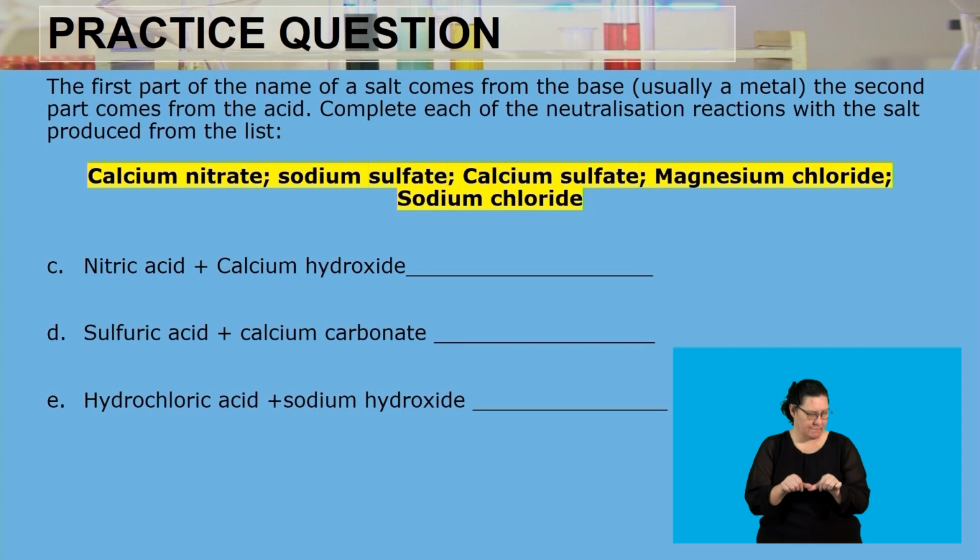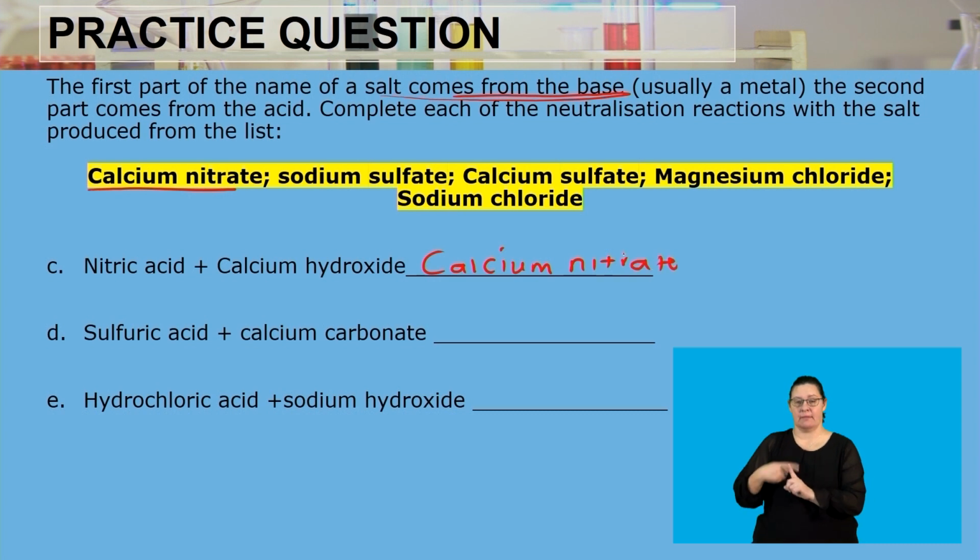Then question C, again in keeping with the very same instruction given to us, that the first part of the name comes from the base, and then the last part comes from an acid. So we have nitric acid plus calcium hydroxide. So calcium is the first part of the name, and then the last part is going to be coming from the acid, the nitric acid. So therefore that gives us a nitrate. So it's going to be calcium nitrate.